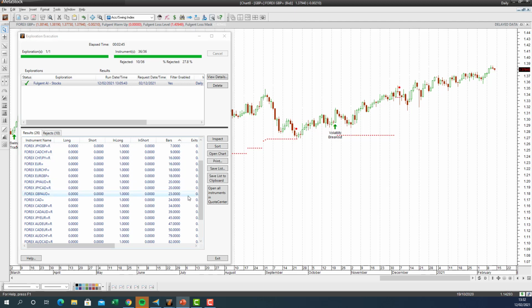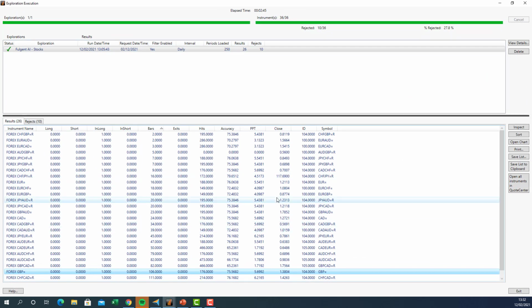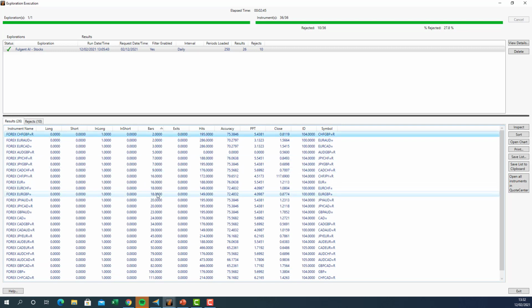Right, these are the currency pairs to watch out for. You have the signals. I'll maximize this so you can jot these down if you're interested. Those are the most recent signals to the older signals. And we don't have any shorts at the moment. It looks like the dollar is about the biggest short at the moment.